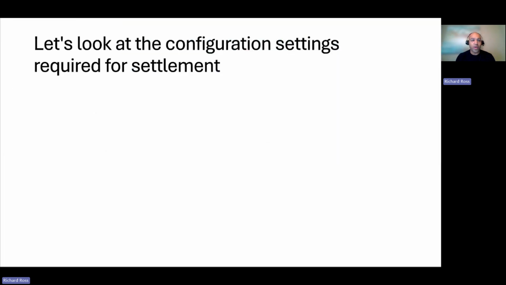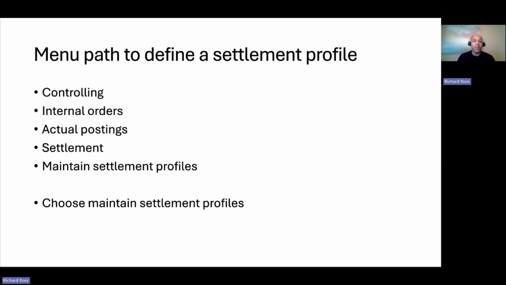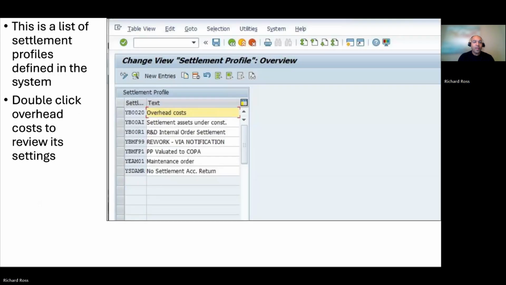Let's look at the configuration settings required for settlement. Menu path to define a settlement profile. Controlling, Internal Orders, Actual Postings, Settlement, Maintain Settlement Profiles. Choose maintain settlement profiles. This is a list of settlement profiles defined in the system. Double-click overhead costs to review its settings.